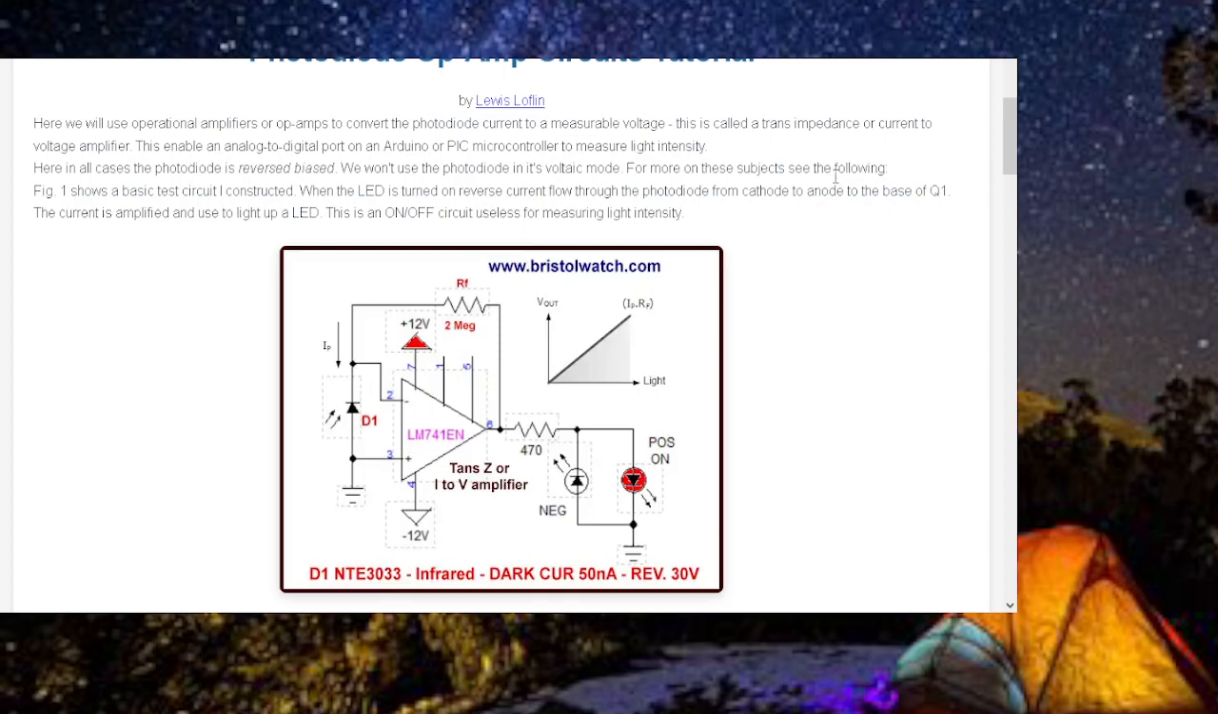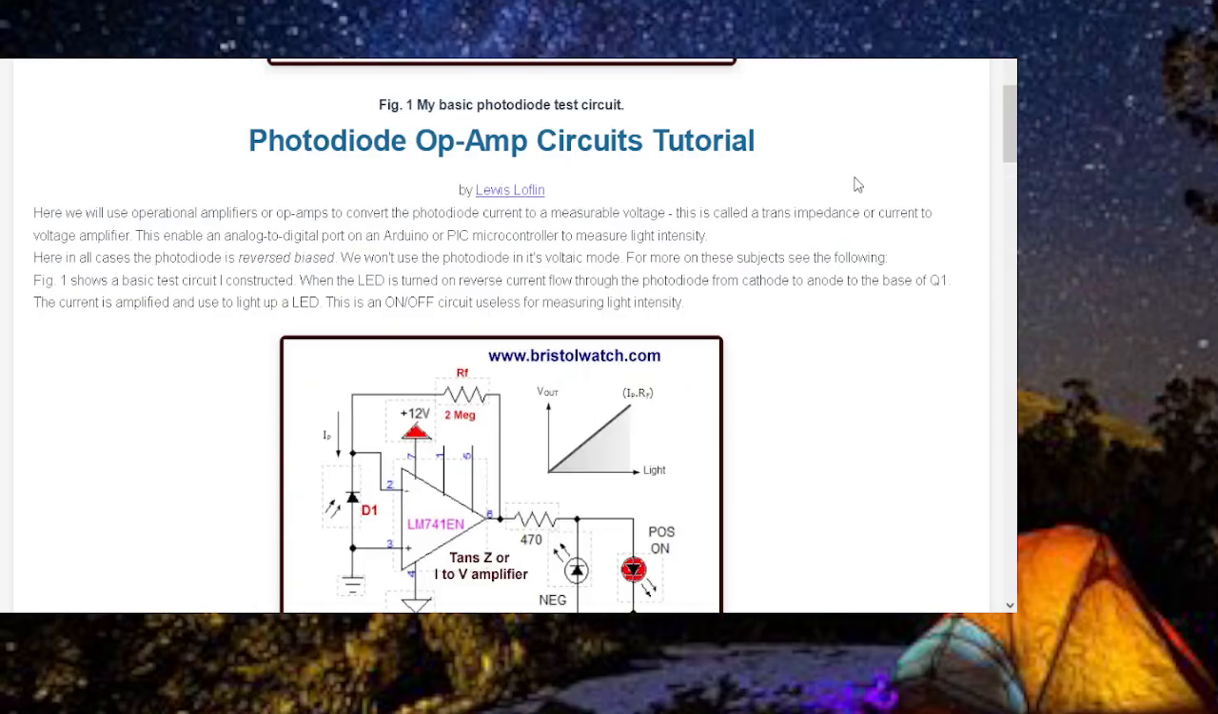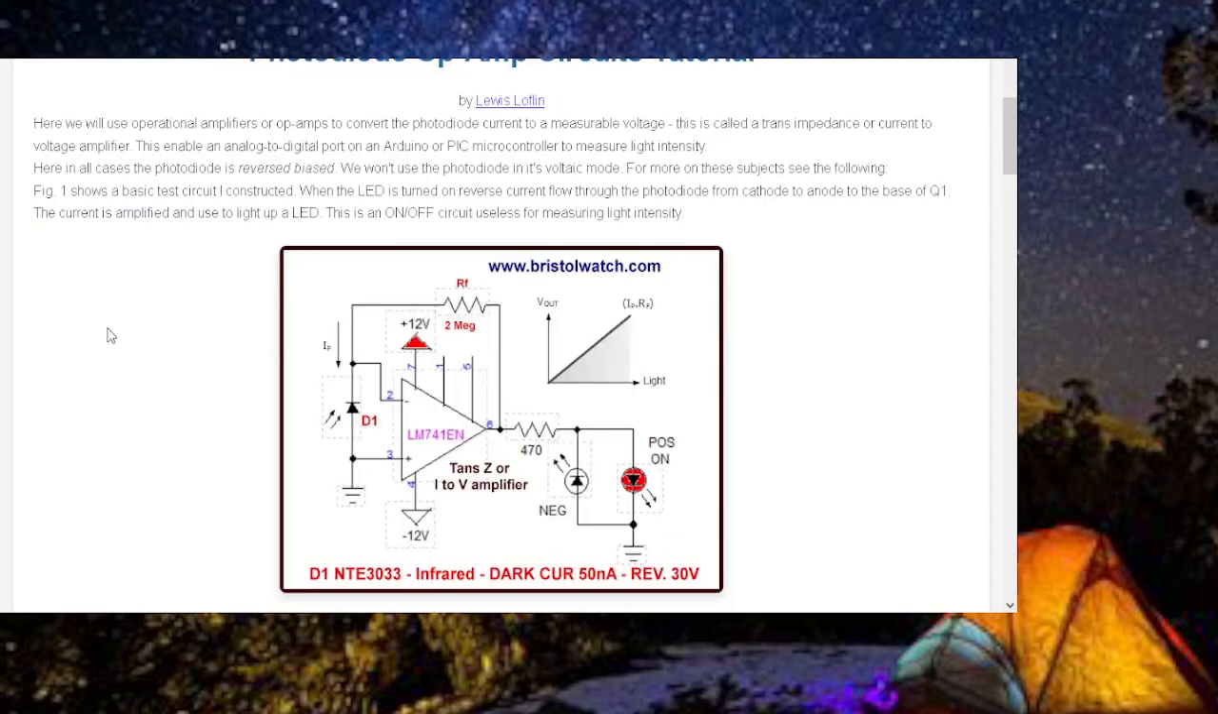That's a different circuit. When the LED is turned on, reverse current flows to the photodiode from the cathode to the anode to the base of Q1, which I don't even see in here. The current is applied and used to light up the LED. This on-off circuit is useless for measuring light intensity.